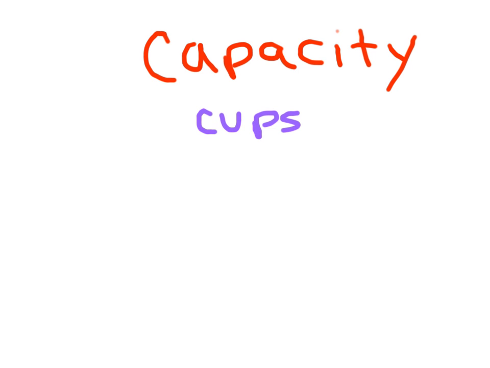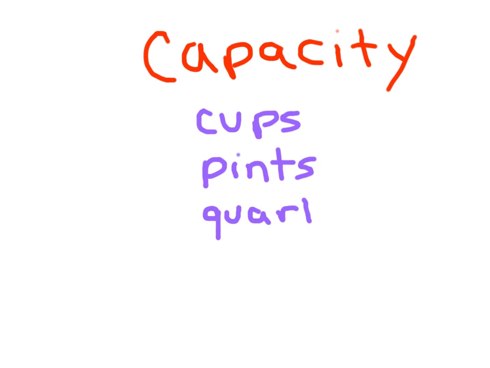So we could have a cup of water. The next one up from there is pints. We also talk about quarts. And then we also talk about gallons when we are talking about capacity. For instance, you could have a gallon of milk.